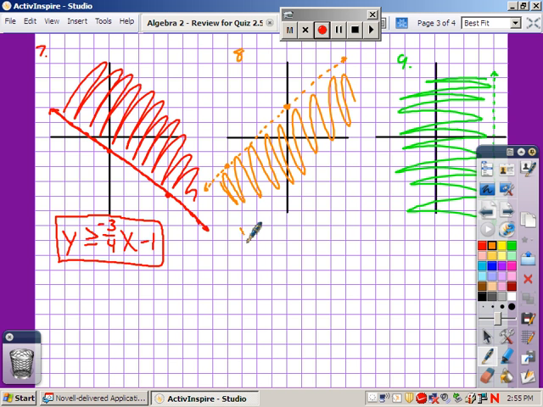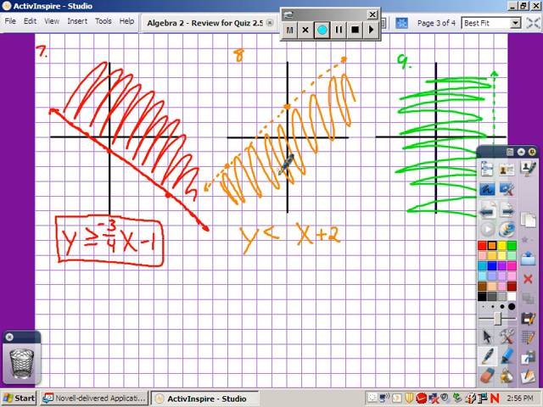This one isn't too much different. Let's look at the shading. It's down, so it'll be less than. And it's dashed, so there's no equal to symbol. It's just less than. So we're going to need a slope and we need an intercept. Intercept is positive 2.